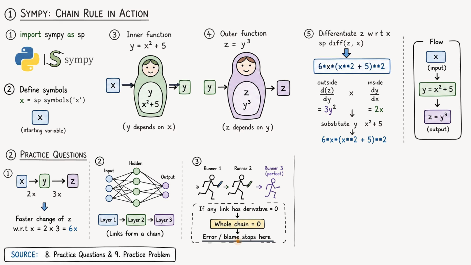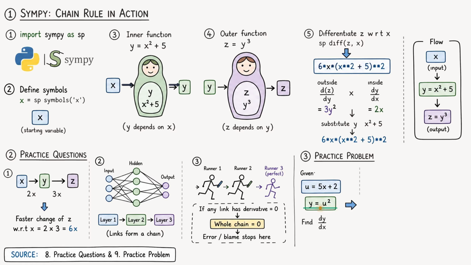Let's finish with one manual practice problem to lock this in. We are given an inner function u equals 5x plus 2 and an outer function y equals u squared. We want to find the total derivative dy over dx. Step 1. Find the derivative of the inner function u with respect to x. The derivative of 5x plus 2 is simply 5.